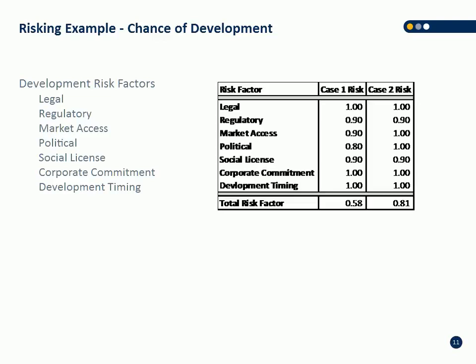Case 2, you have a lot more data, you have a more defined project plan, you have things like your legal processes in place, you know you have market access, the government's on side, you have corporate commitment, and you know your development timing, and you still only have an 81% chance of commercial development.